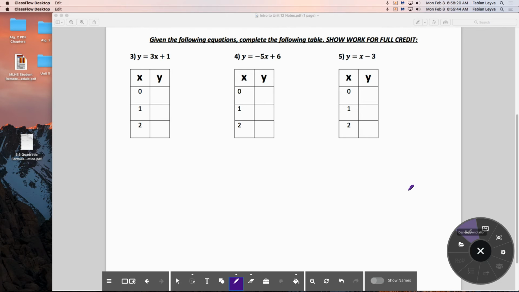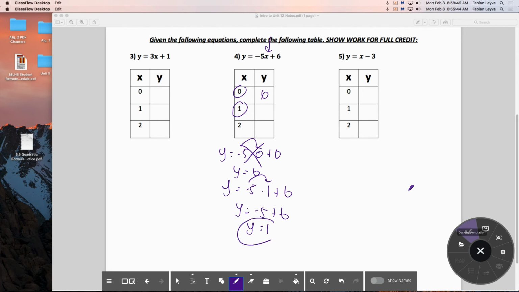So y is equal to negative 5x plus 6. I always like to put a little dot there. It reminds me that it's multiplication. So y is equal to negative 5 times x. Plug in the 0 first, plus 6. Negative 5 times 0 is 0, so you're left with y is equal to a positive 6. Let's input the 1 into our equation and figure out what the output is. y is equal to negative 5 times a positive 1 plus 6. Negative 5 times 1 is a negative 5, plus 6. y is equal to a positive 1.